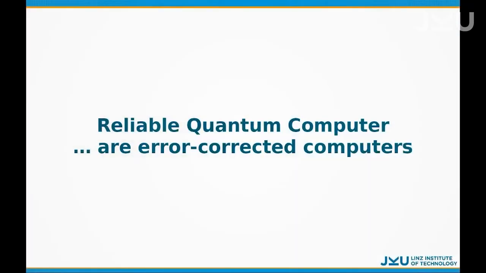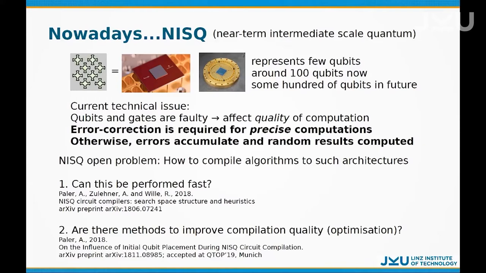The problem is more serious, because now you have the algorithm translated into a shoebox. You send the shoebox to the classical computer, and you need a control software for reliable quantum computers, which are error-corrected computers. But nowadays, you have NISQ machines, near-term intermediate-scale quantum. These have limited hardware resources, about 100 qubits, more or less. And their biggest technical issue is that the qubits are faulty, and the operations, which are called the gates, are also faulty. So this means you need quantum error correction. Otherwise, errors will accumulate, and your computer is just a big random result generator.